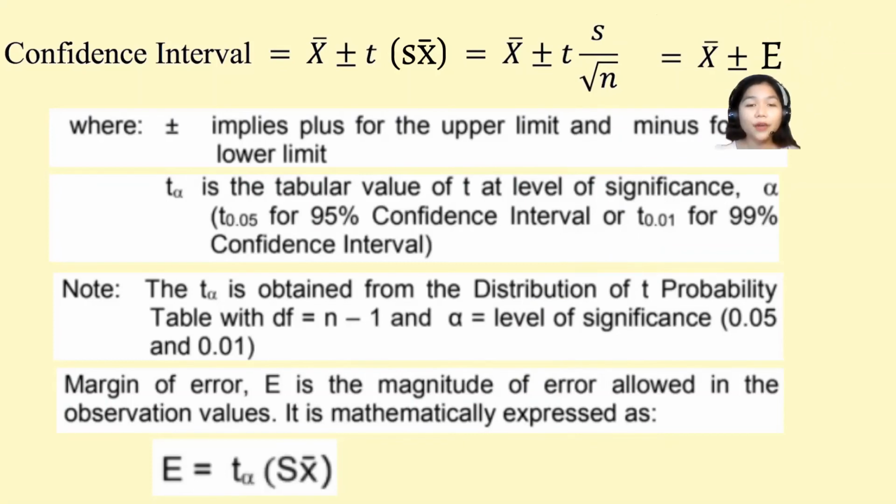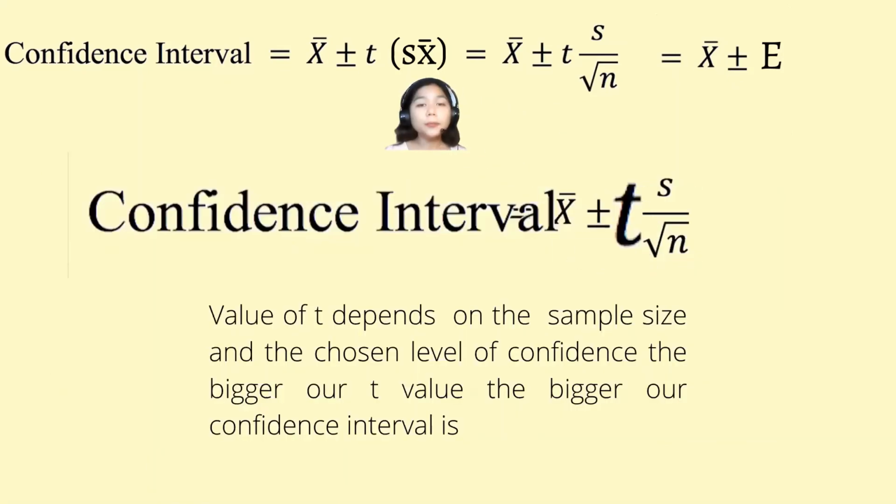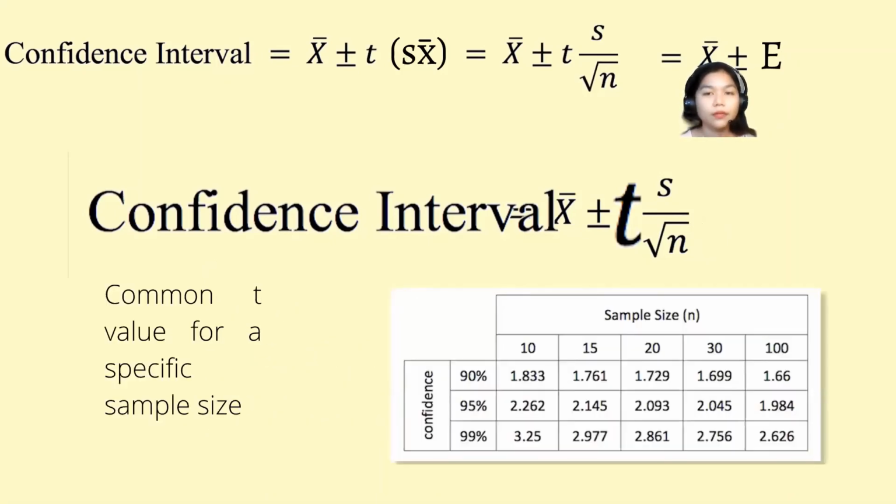So, the E or the margin of error, again po, kailangan po tayo mag-set ng E, is the magnitude of error allowed in the observation of the values. Okay, it's mathematically expressed as T alpha times standard error. So, ito po, the value of T depends on the sample size and the chosen level of significance. The bigger our T value, the bigger our confidence interval. So, meron po silang relationship. Ano po ba yung relationship nila? Inverse or directly proportional? Yes, it's directly proportional.